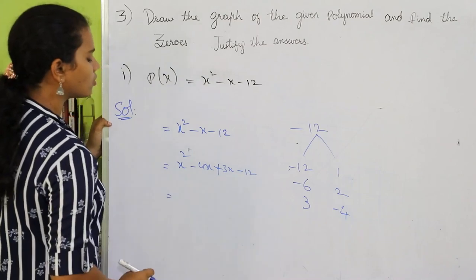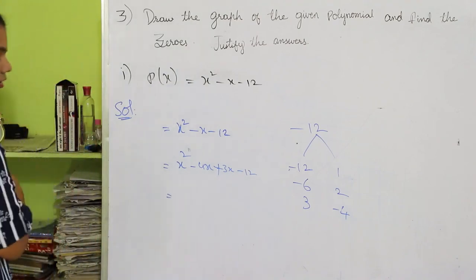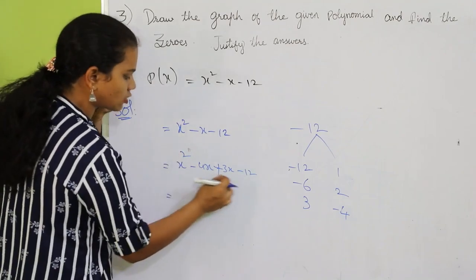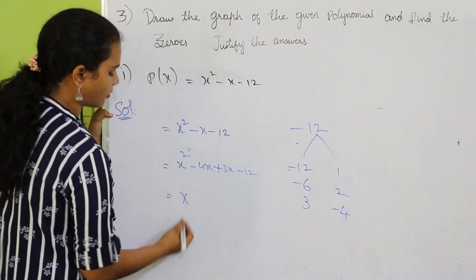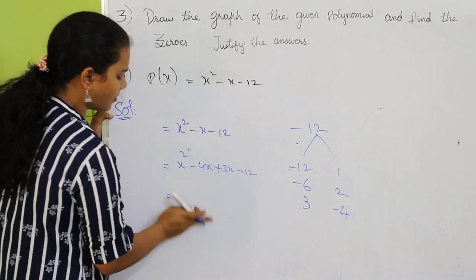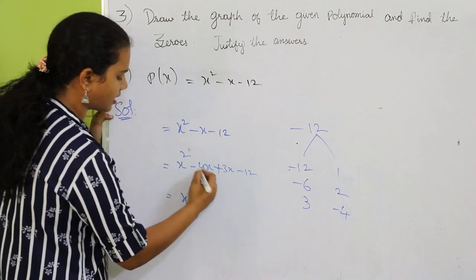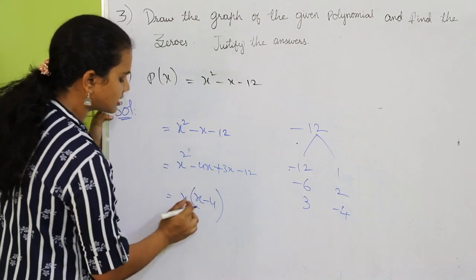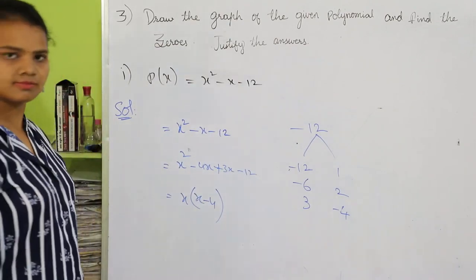So what you do? You try to take one term common. So here x is common in all the cases. So I try to take x as common into x square, right? So x square minus 4, because x into x is x square, and x into minus 4 is minus 4x.